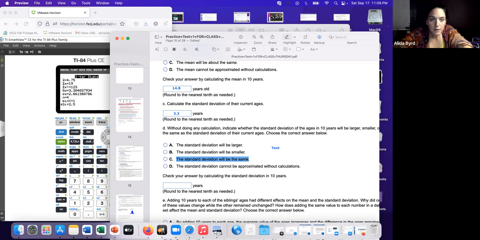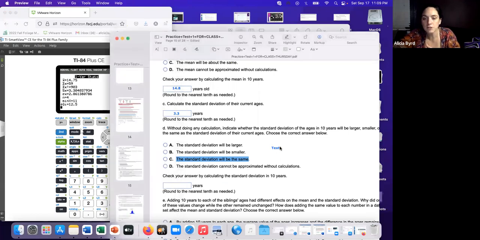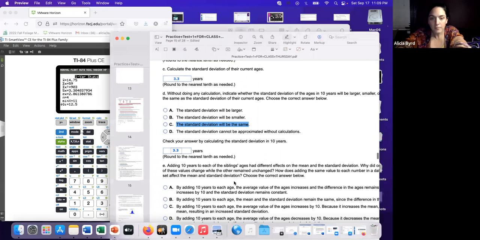Okay, let's check our answer. Let's go to stat, over to calc, again one variable statistics. We're going to use second L2, because that's where the second data set was. I'm going to come down and hit enter. And let's see, our S is 3.3. So yes, that worked. Our logic was correct. That's a wonderful feeling. Sometimes it's not, just kidding. So it did stay the same at 3.3.